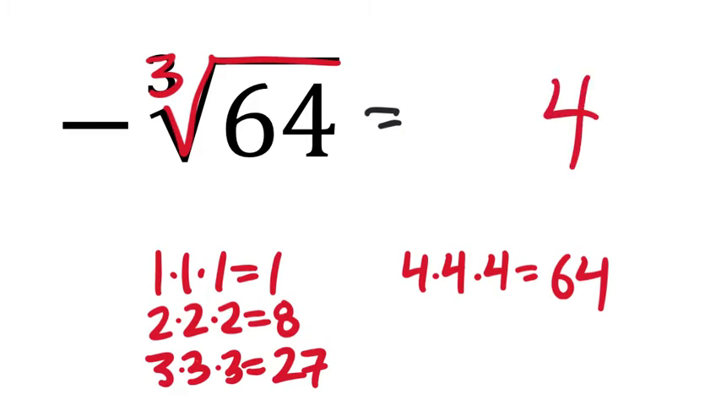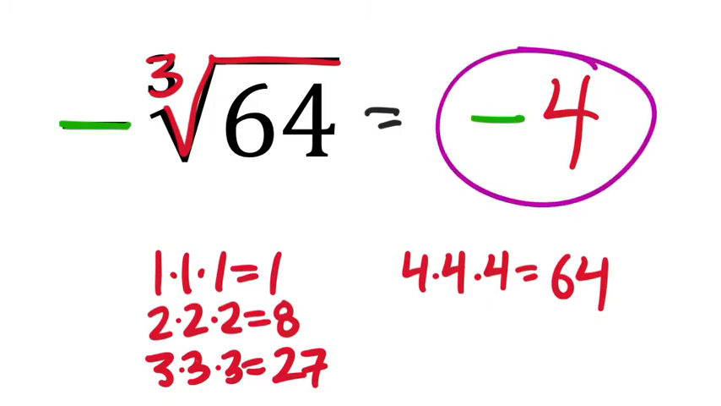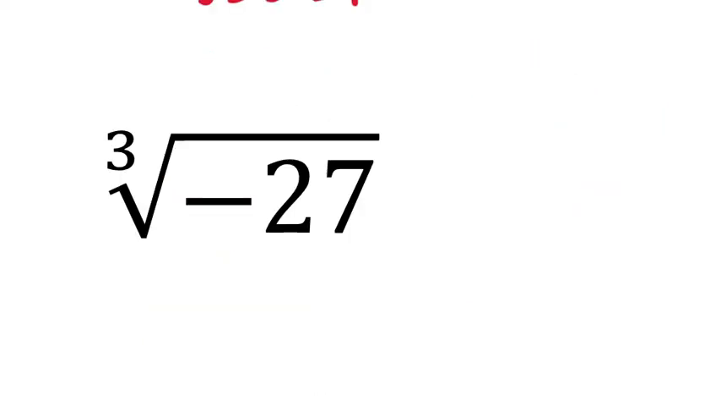In other words, what number multiplied by itself three times is 64? It's 4. But just like we saw with the square roots, this negative here in front, I apply it to the answer at the end. I apply it at the end, and that is all I got to do right there. Okay, so the final answer on this one is negative 4.